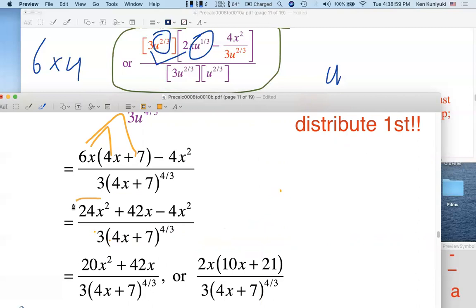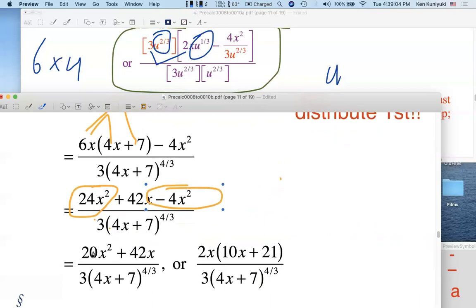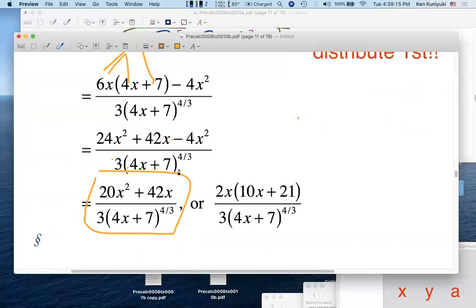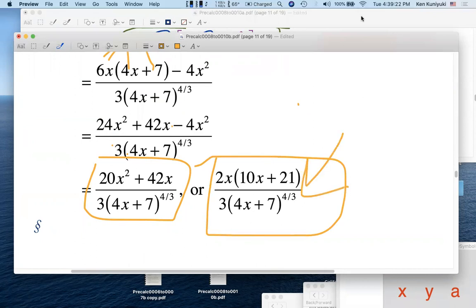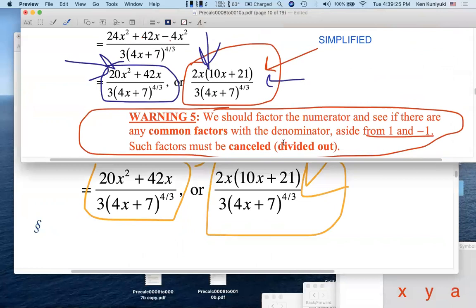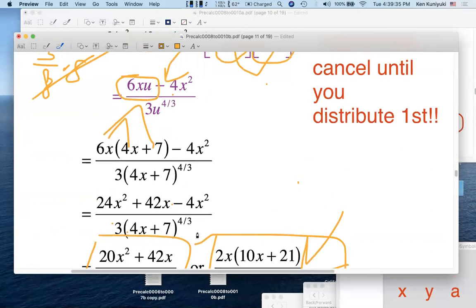All right, anyway, combining like terms on top, that's okay. 24x squared minus 4x squared is 20x squared. All right, and then you have plus the 42x. We aren't done, as it turns out, although in order to be sure that this is simplified, it helps to factor the top. 2x is the GCF on top, and this should look familiar. This is what we got before. Up here in method 1, it's the same thing as what we got before. 2x times the quantity 10x plus 21 all over 3 times the 4/3 power of 4x plus 7. There comes a point where the two methods connect.